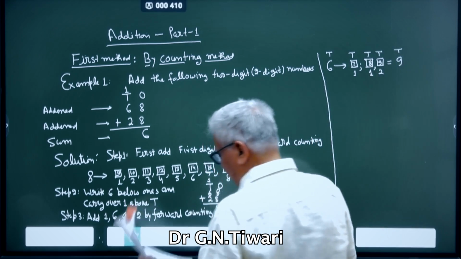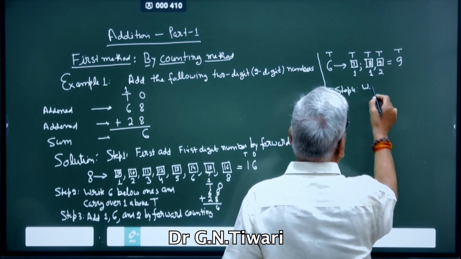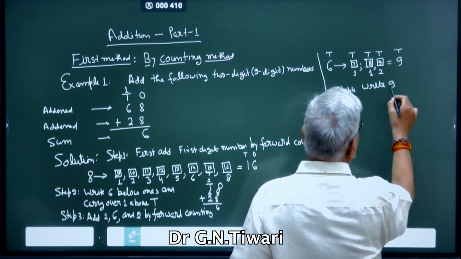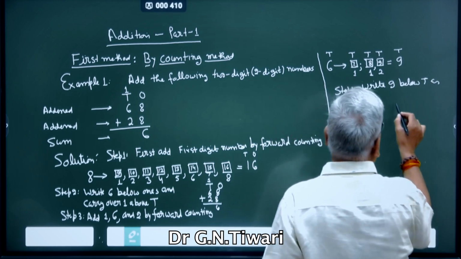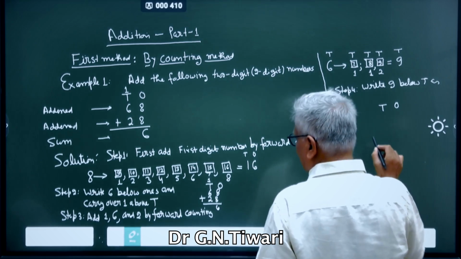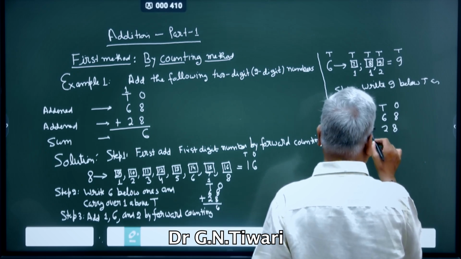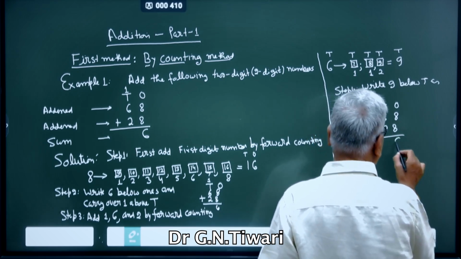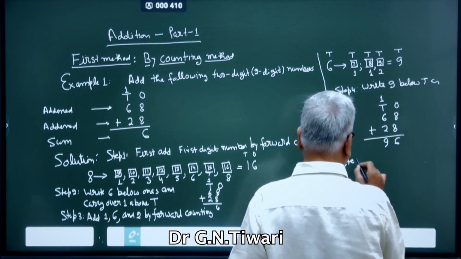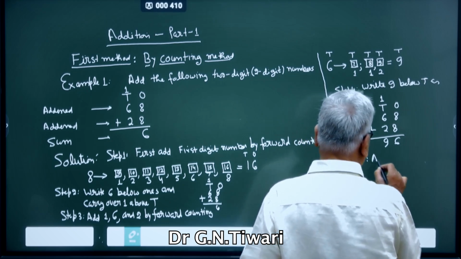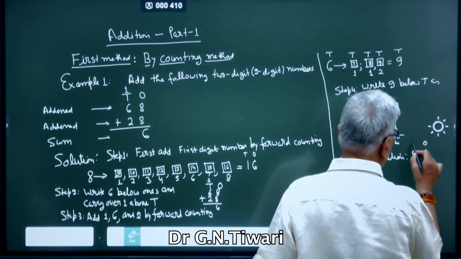So now step 4. Write 9 below T. Again write O T: 68 and 28, plus. Here it is 6, carry over 1, and it is 9. So step 5: the addition is equal to 96, in O and T.